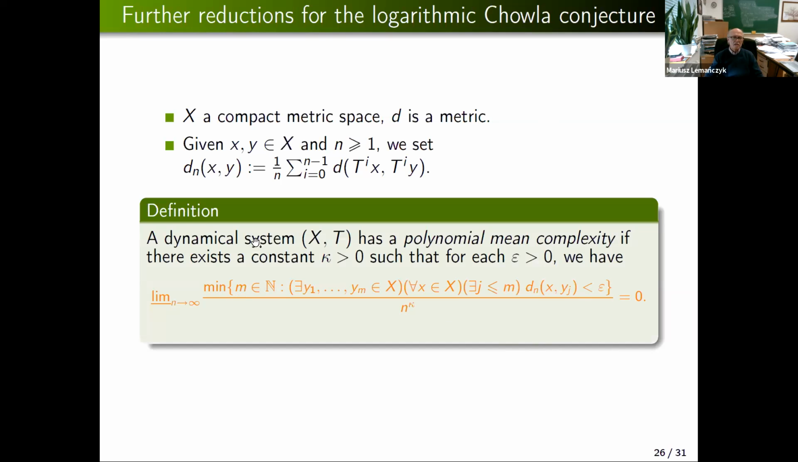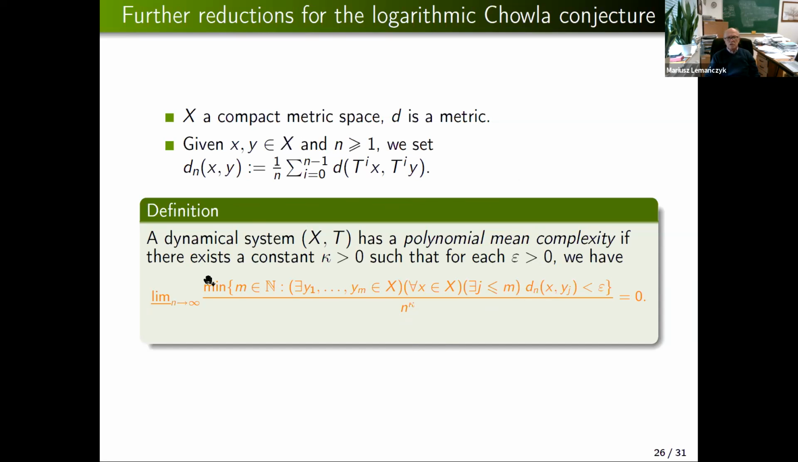And here's a definition. On the topological level, we have a homeomorphism of a compact metric space, and given n, we consider the following metric. This is a family of dynamical metrics. If I want to see that x and y are close in this dynamical metric, I have to look at the orbits of x and y, and most of the time they stay close, but not necessarily always. Most of the time is expressed by the fact that this expression is smaller than epsilon.